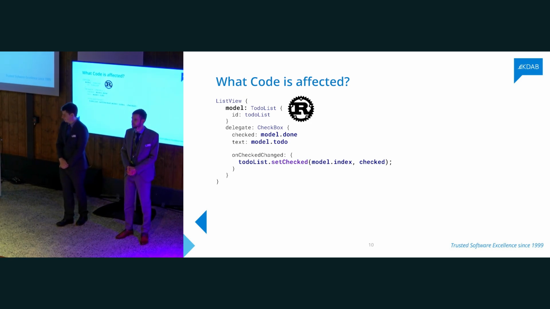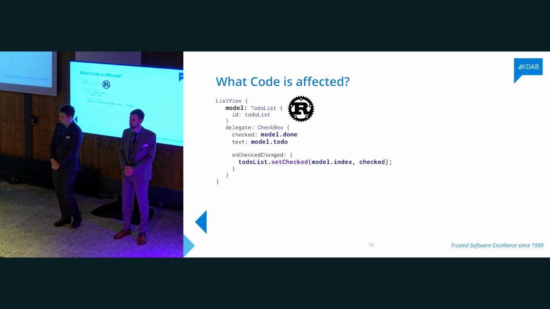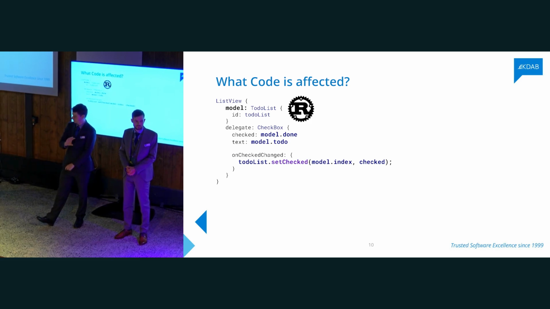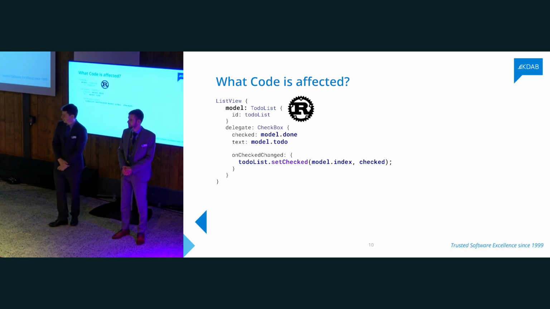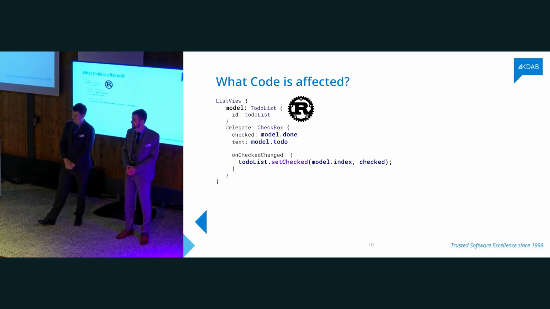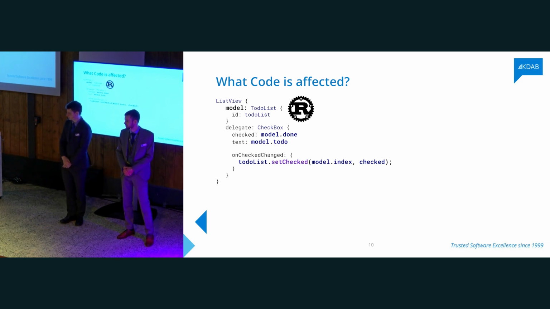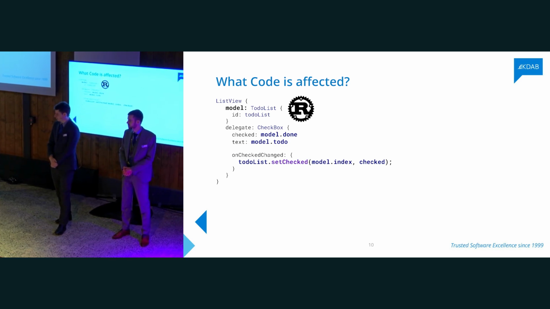So which code would be affected if we just wanted to use Rust for our backend? This would just be the model. And Qt already has abstraction layers between the view and the model for us, so we can utilize this going forward.